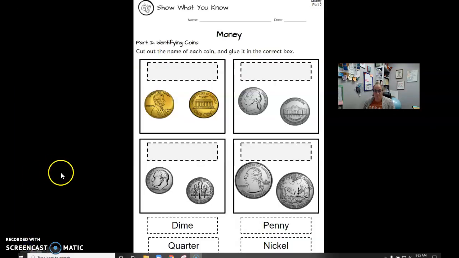Here is your assignment for today. If you are at school or if you're at home and you have this piece of paper in front of you, you're going to cut out the different names. So dime, penny, quarter, and nickel. And you are going to glue it to the correct box. So whichever coin this is, you're going to glue its name right here. And whichever coin this is, you're going to glue its name right here.